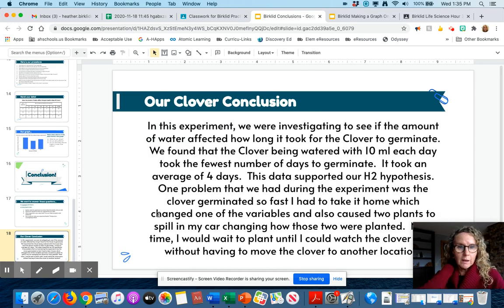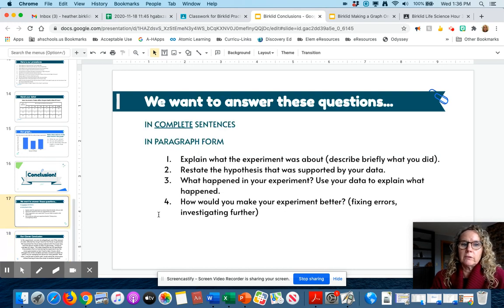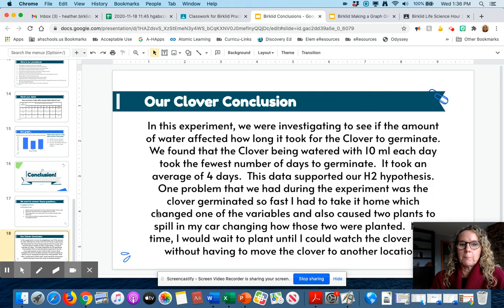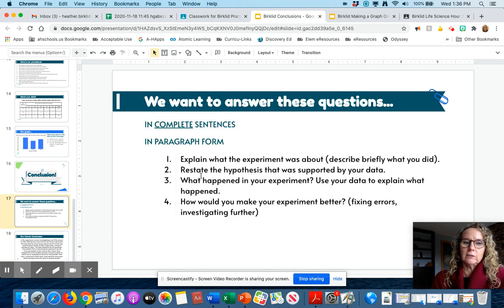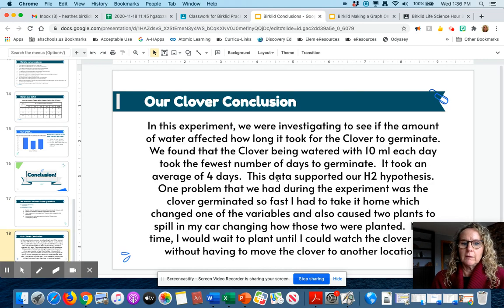So here we go. In this experiment, we were investigating to see if the amount of water affected how long it took for the clover to germinate. That's our sentence 1, explain what the experiment was about. In step 2, we found that the clover being watered with 10 milliliters each day took the fewest number of days to germinate. It took an average of 4 days. This data supports our H2 hypothesis. So you notice I took 3 sentences to do these 2 and 3 here. I restated what hypothesis was supported, and then I explained the data.